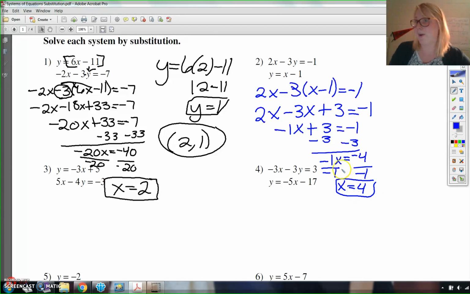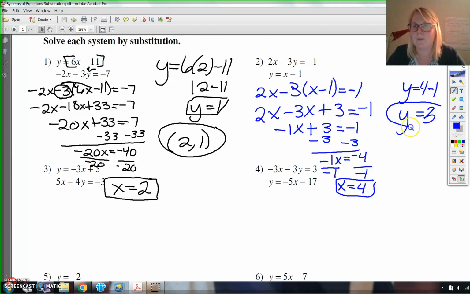Alright, now I know what x is, I have to figure out what y is. So I'm going to go to this equation because y is already by itself and it's just going to be a little easier. So I need to do y equals my 4 minus 1, right? Because x was 4. So then y equals 3. So my point then will be 4, 3. And that right there is my solution.